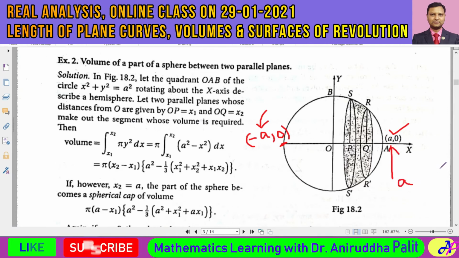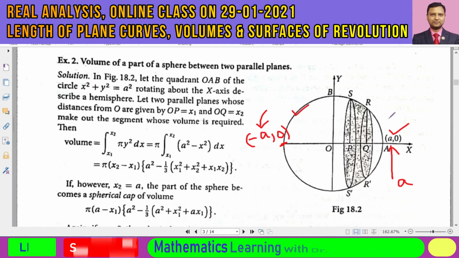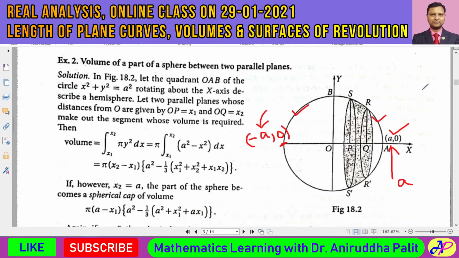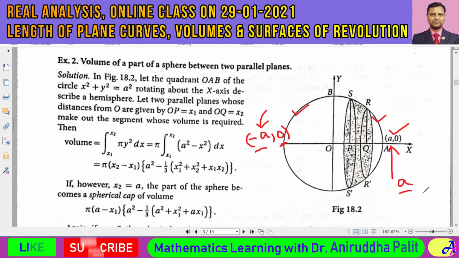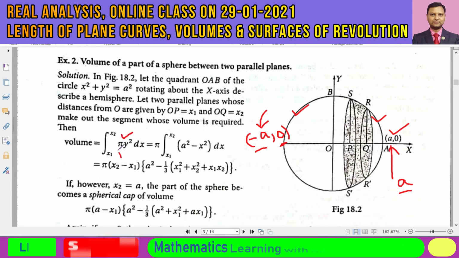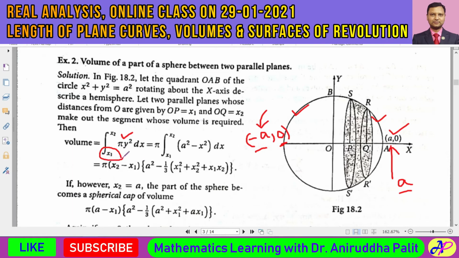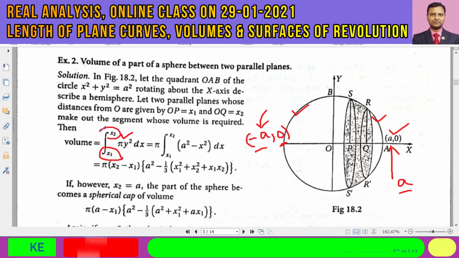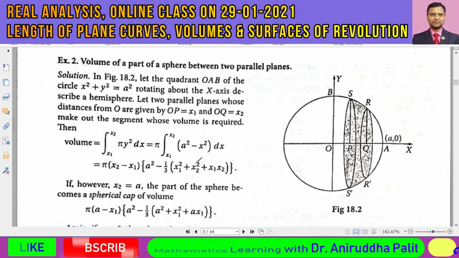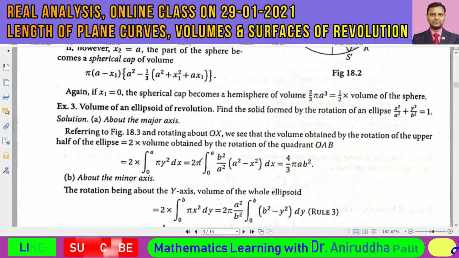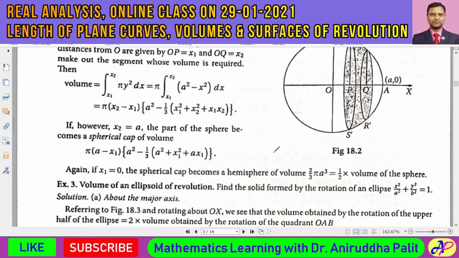Clear? Therefore, if we want to consider the total variation, the total curve, in that case x would vary from minus a to plus a. And what would be the formula? Pi y square dx. Therefore, in place of x1, we will have to put minus a. In place of x2, we will have to put plus a.